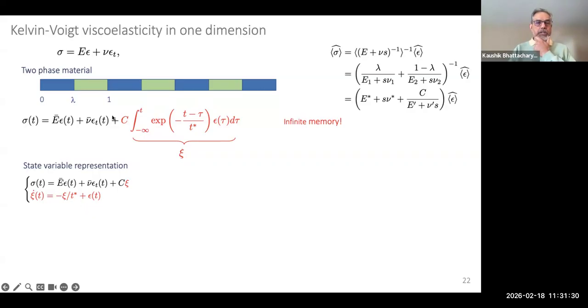So I can write my new constitutive behavior, the effective behavior, in the following way. It depends on an effective modulus, an effective viscosity, and some internal state variable. In this case, it's linear. And the state variable evolves according to this. So by introducing the state variable, which captures all the history, you have converted this kind of infinite memory system into a Markovian system. Of course, you have increased the dimension of your problem.